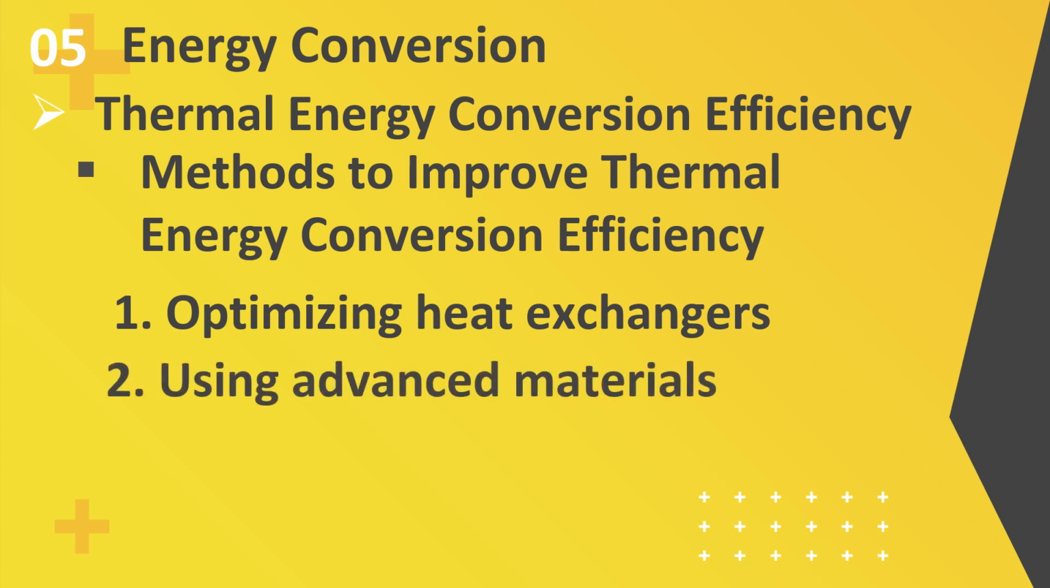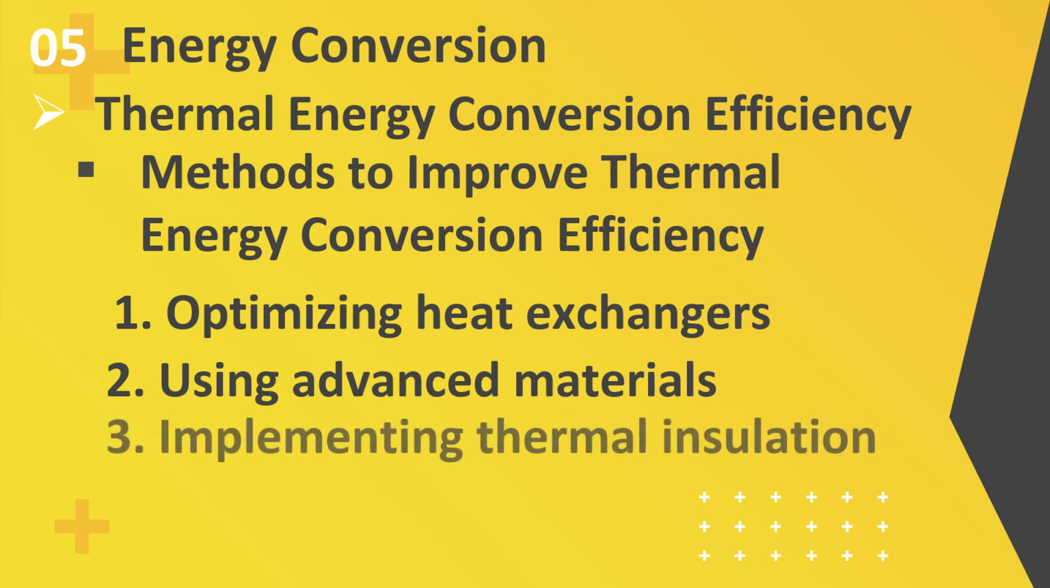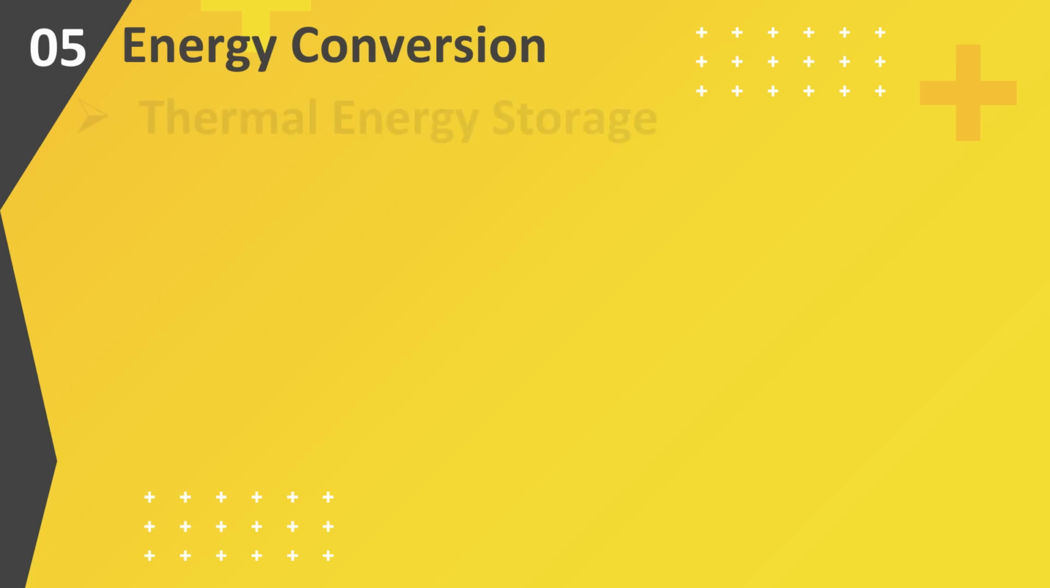Using advanced materials. Utilizing materials with high thermal conductivity and low thermal resistance can improve efficiency. Implementing thermal insulation. Insulating the system can minimize heat losses and improve overall efficiency. Thermal energy storage systems play a crucial role in improving the efficiency and flexibility of thermal energy conversion. These systems store thermal energy for later use, allowing for better management and utilization of heat energy.